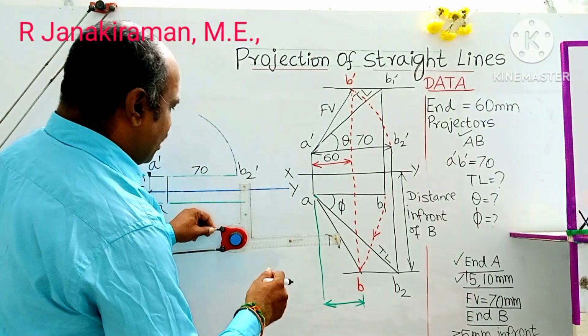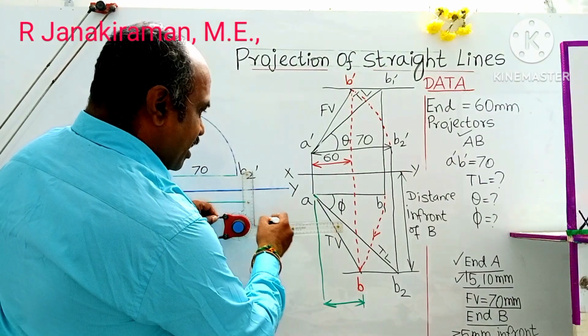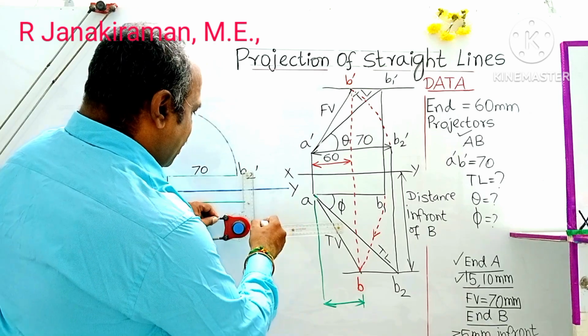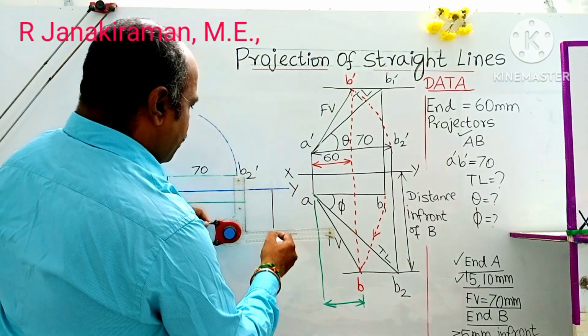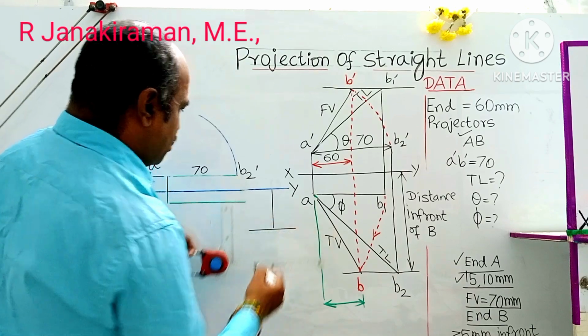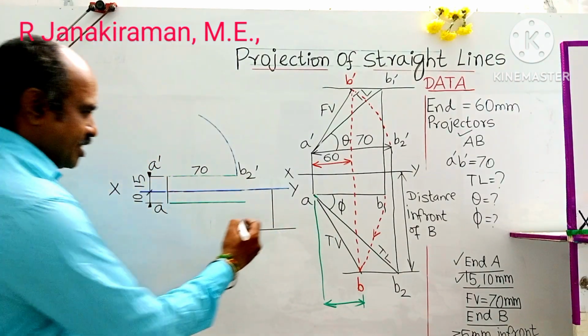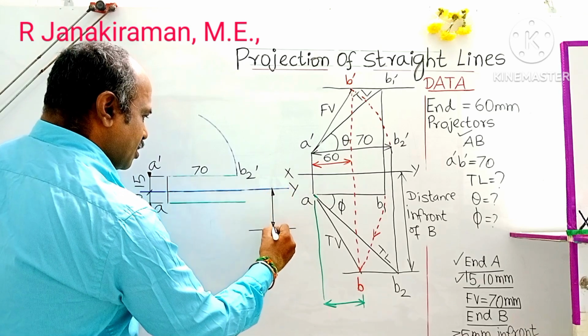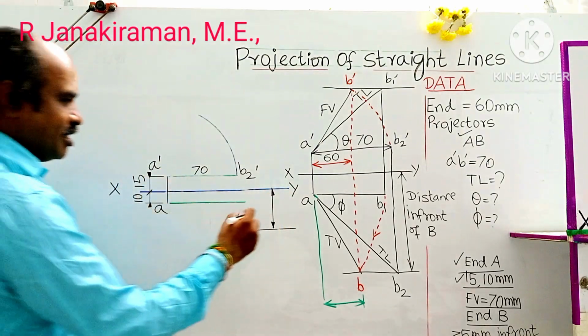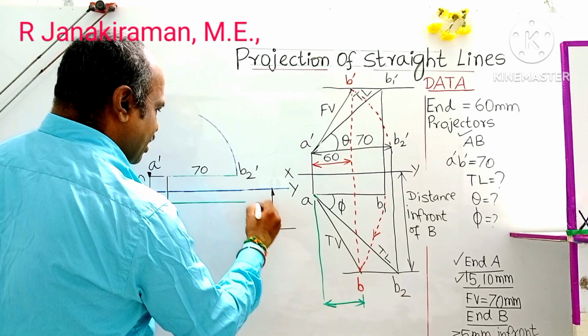So using the vertical scale, mark a downward height of 35 mm, which is 3.5 centimeter. Put a point. There you draw one horizontal line. So this distance in front of VP is the location of point B. This is the location of point A we already marked. So 35 shall be written like this.